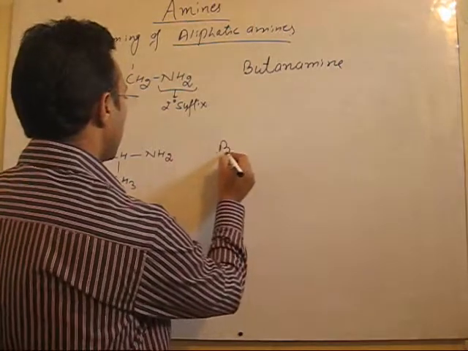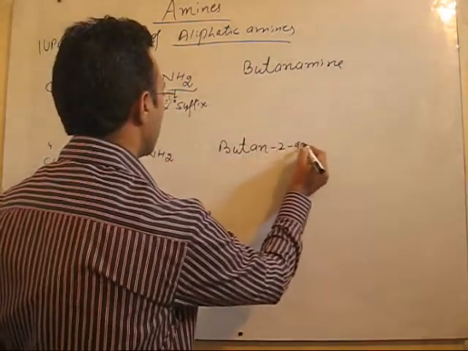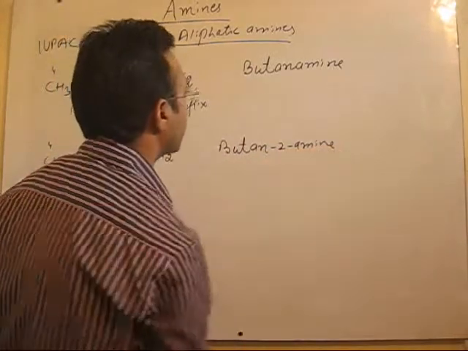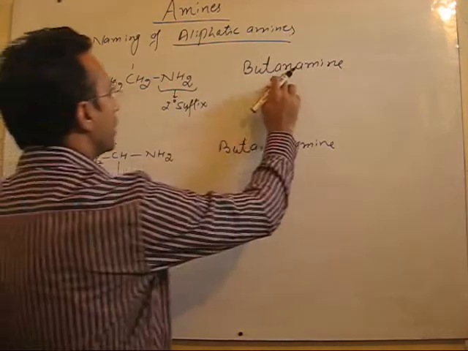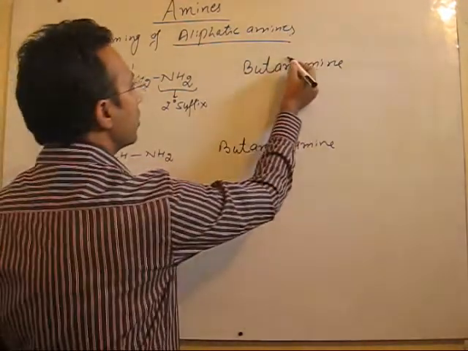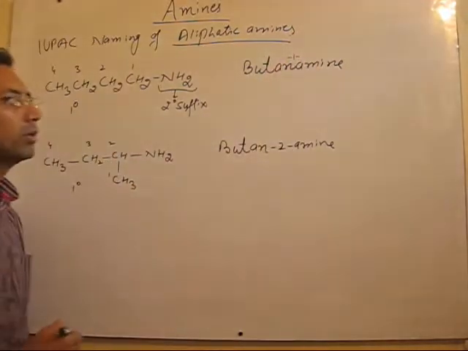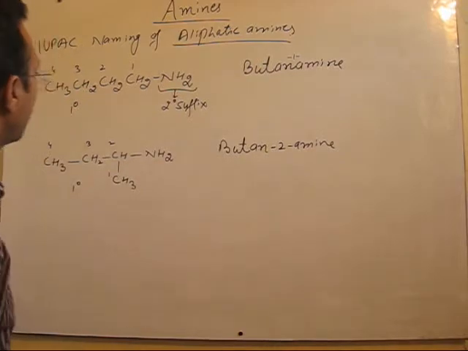So it will be butane-2-amine. Fine. If it is not written, it is obvious that it is at position 1, but to avoid any confusion you can also add position 1 here, butane-1-amine. So this is regarding naming of primary amines.